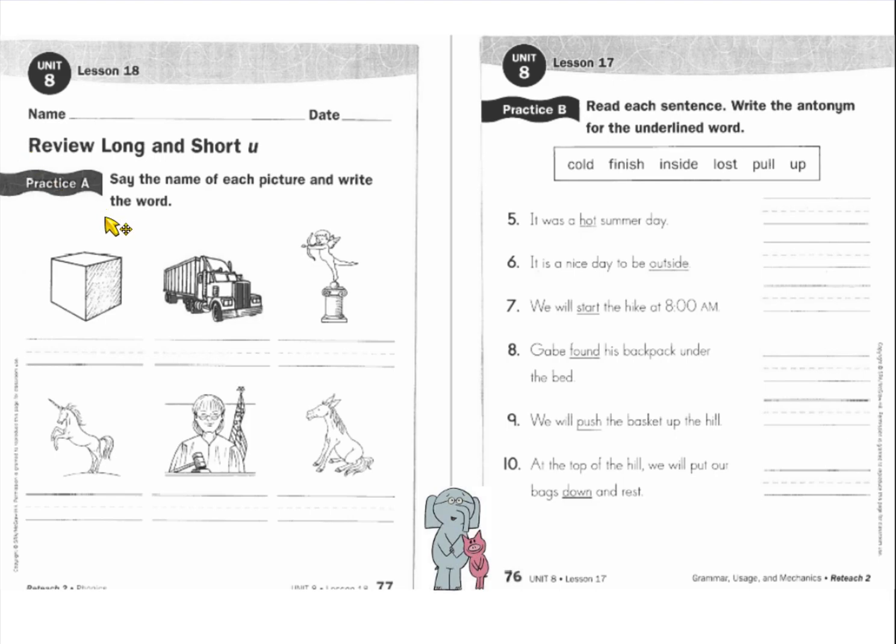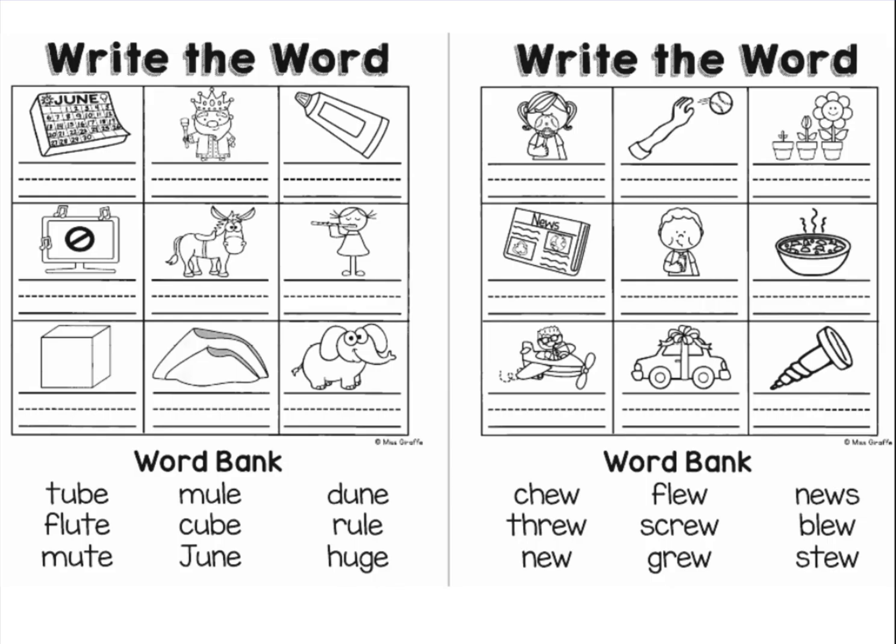So long U, short U pictures: cube, truck, Cupid, unicorn, judge, and I think that's a mule. On this page, you have to write the antonym for the underlined word. Antonym, remember, means opposite. So you only have to write the opposite. And there we go, long U words, U or oo.